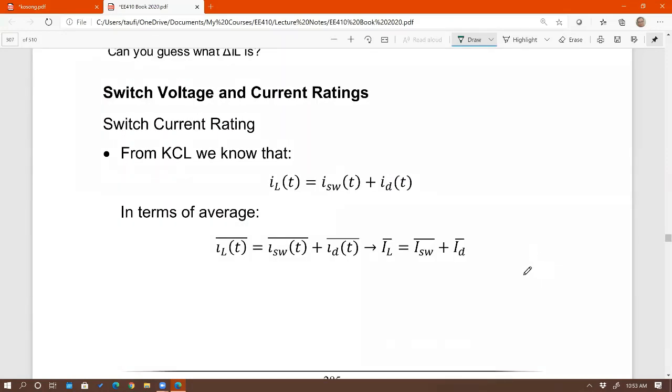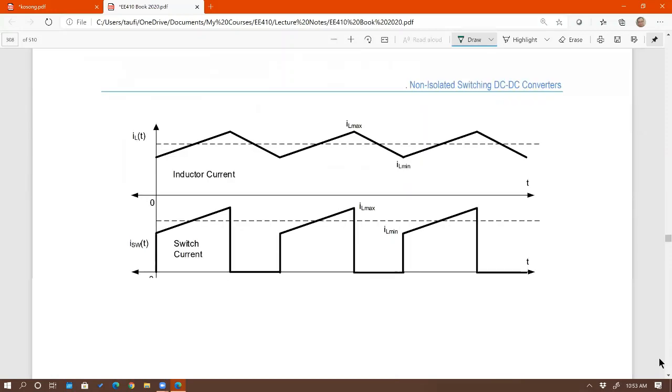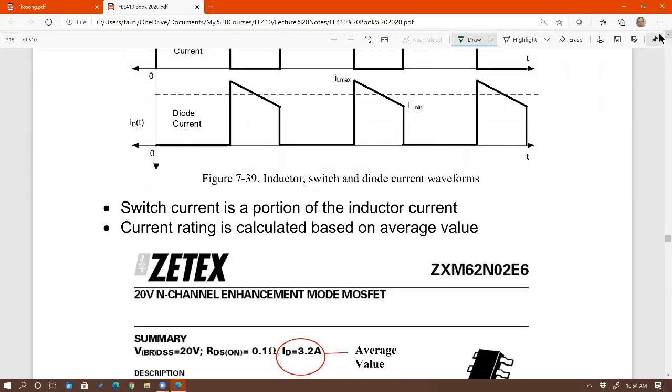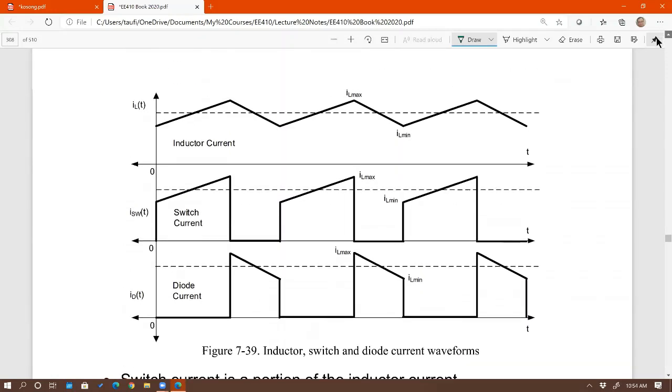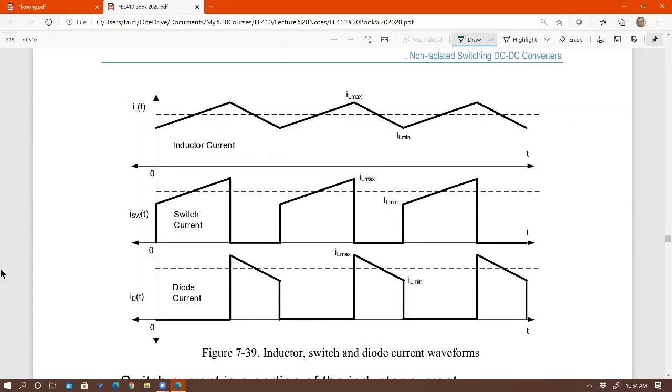Switch voltage and current ratings. I'm going to do the voltage, not that bad. The current is the one that's going to take a bit more time. So let's look at the current. Not bad at all, too. Current, I'm going to use KCL, right? Here's buck converter, right? Just the power stage, just the three components.